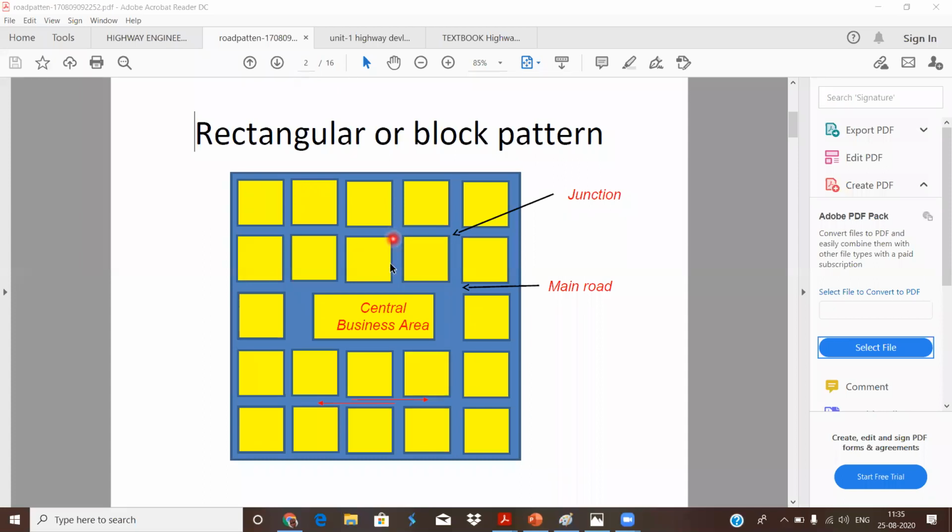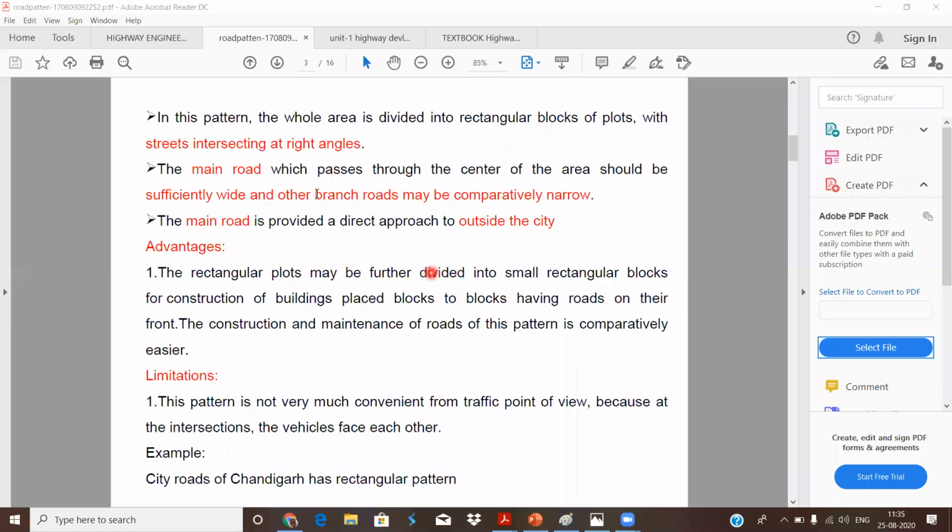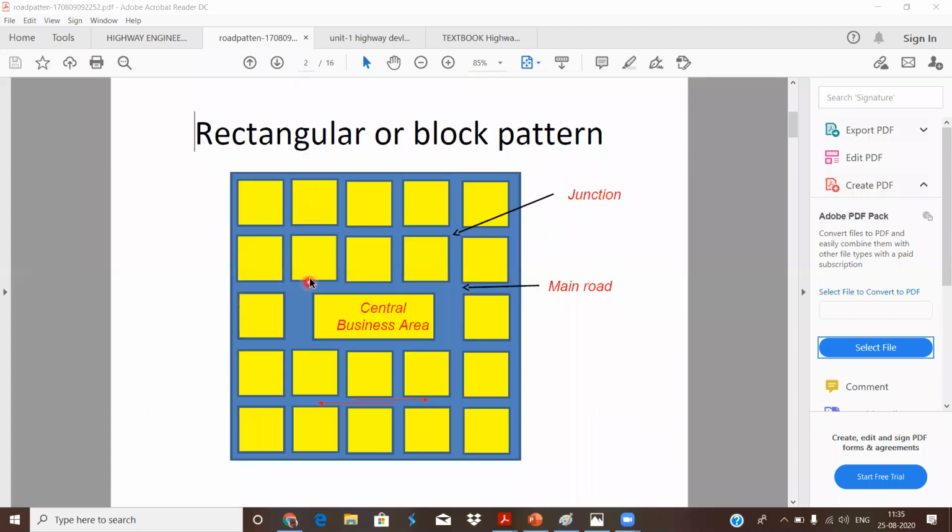So the rectangular block pattern is present in Chandigarh. Okay, this type of pattern is present in Chandigarh. Okay, this is the rectangular pattern. Some other points are available. Rectangular blocks may be further divided into small rectangular blocks. Like this way. So in between, I will explain.